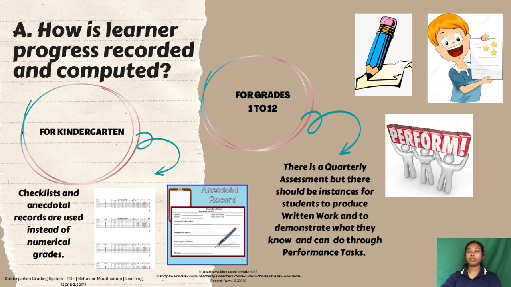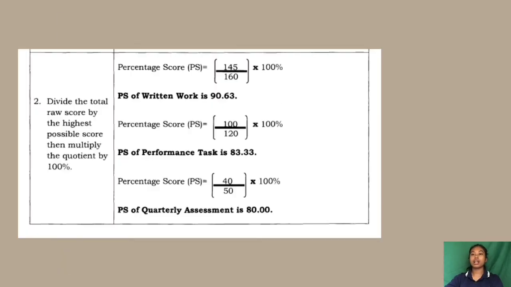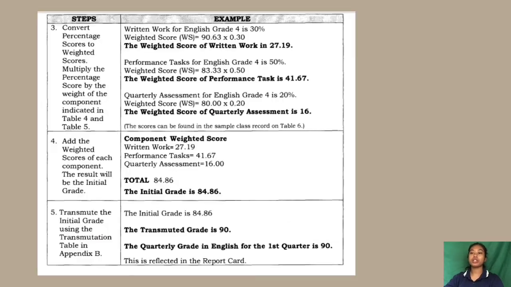For grades 1 to 12, in a grading period, there is one quarterly assessment, but there should be instances for students to produce written work and to demonstrate what they know and can do through performance tasks. There is no required number of written work and performance tasks, but these must be spread out over the quarter and used to assess learners' skills after each unit has been taught. So this table shows the steps in computing grades.